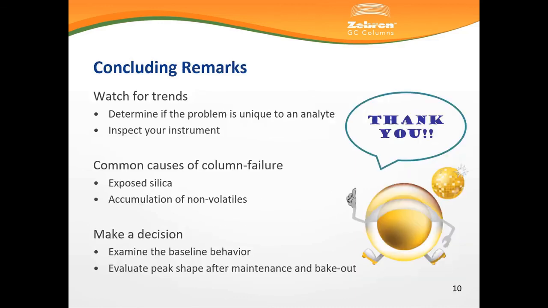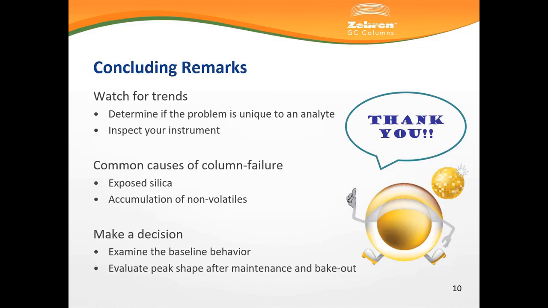To wrap up this brief presentation, be mindful of trends among the peaks within your sample. You may differentiate between system-wide problems and column-specific problems based on whether the adverse chromatography is universal among all the peaks or selective to specific peaks within your sample. Active sites are the common cause of GC column failure, and they may arise from exposed silanols and from the accumulation of non-volatiles within the column.